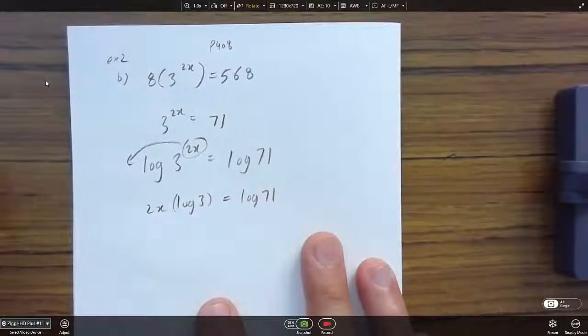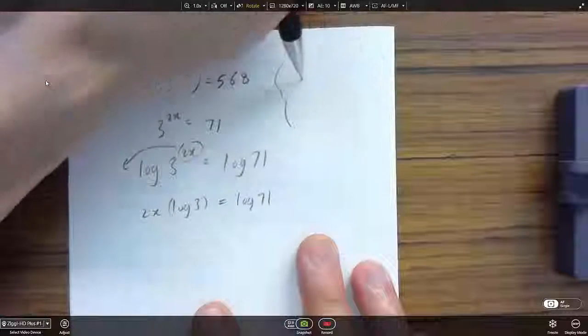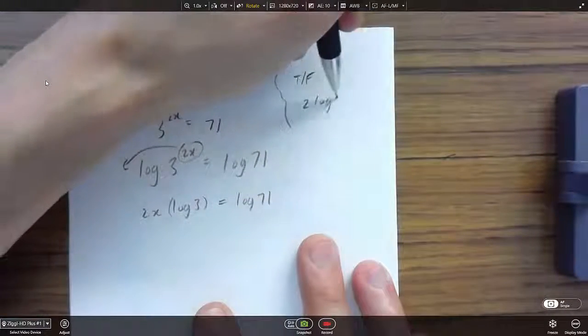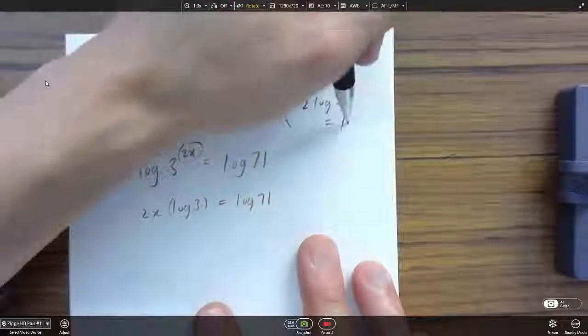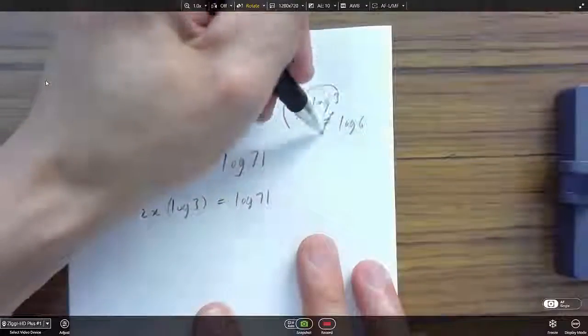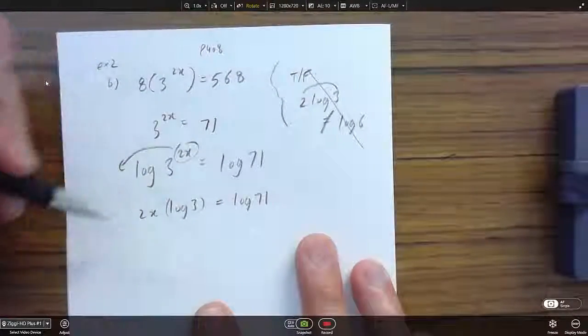Just as a little aside here, before anybody makes a mistake with the algebra, I'm going to say true or false: 2 log 3 is equal to log 6. Are you allowed to just multiply? And the answer is no, you can't do that. This is false. So please do not just freely multiply this way.